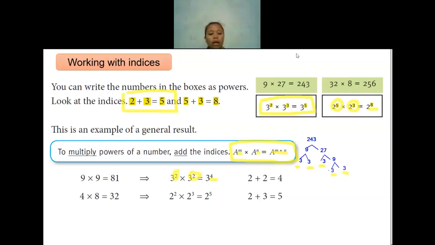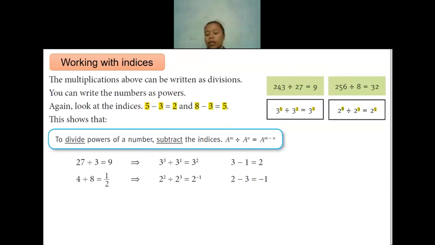If you have no question, then I will move to division using indices. This is also the same thing. If addition, we add the powers. So if it is division, we need to subtract the powers. This is the formula: a to the power of m divided by a to the power of n, the result will be a to the power of m minus n. So we just need to subtract the powers to get the result.